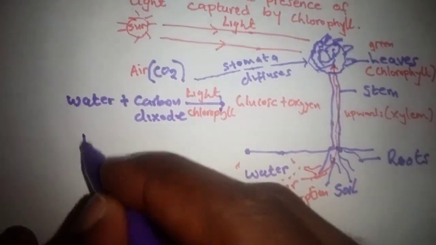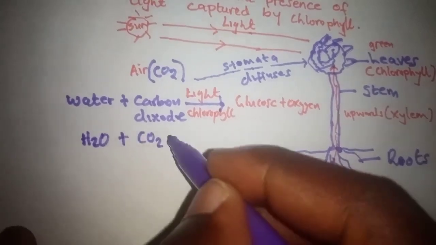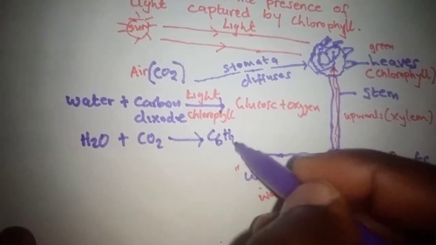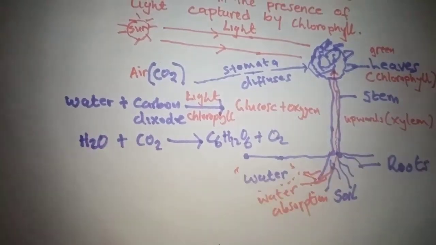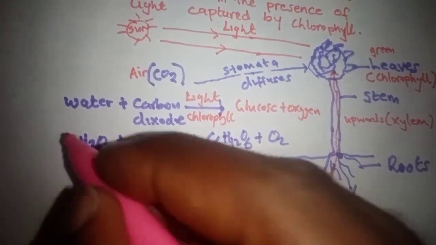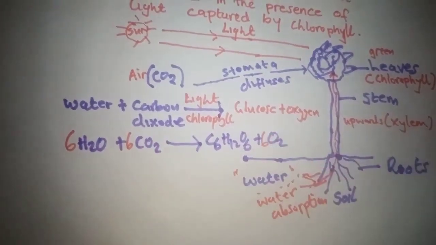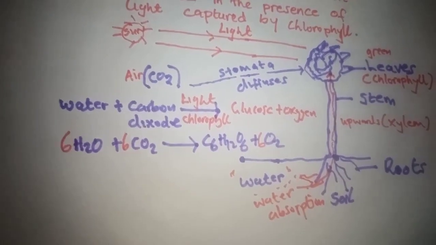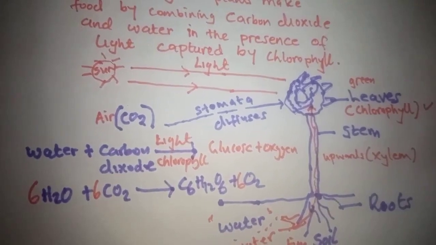So water is H2O, carbon dioxide is CO2, glucose is C6H12O6, plus oxygen O2. So to balance the chemical equation, 6 there, 6 there, and 6 there. So that is the equation for photosynthesis. Okay, so the requirements of photosynthesis here, we have light, chlorophyll, water, and carbon dioxide.